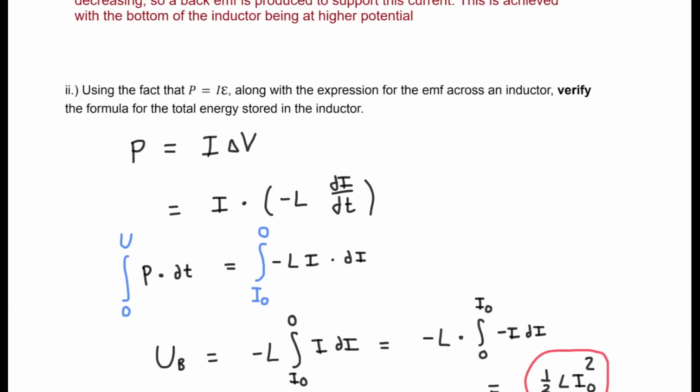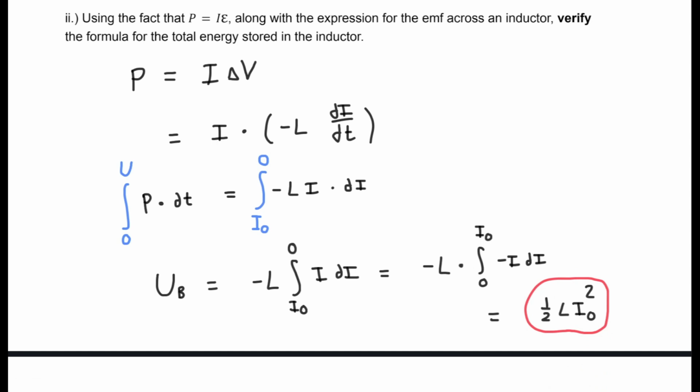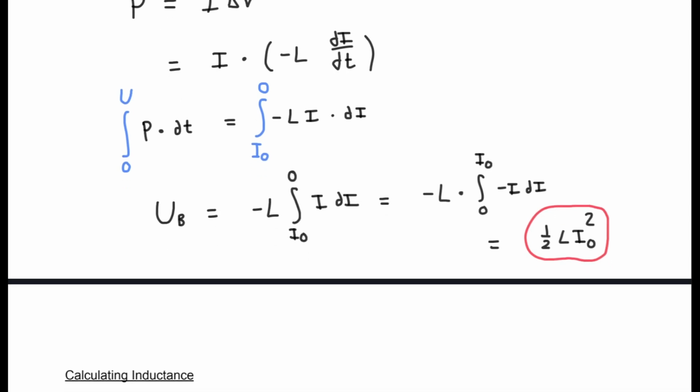Again, just to summarize what we did, we said the rate at which energy is dissipated is equal to current times voltage, and we know the voltage across the inductor is negative L dI/dt. Then we integrated both sides of the expression to get the total energy dissipated, which must have been the same as the total energy the inductor stored in the first place.